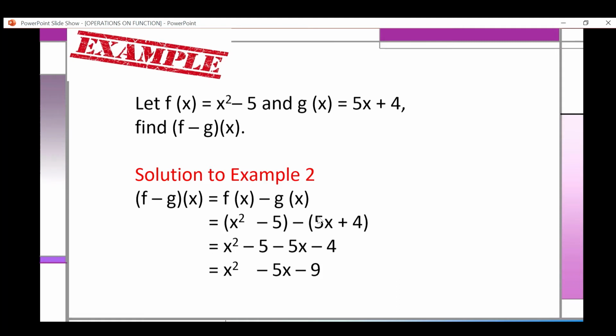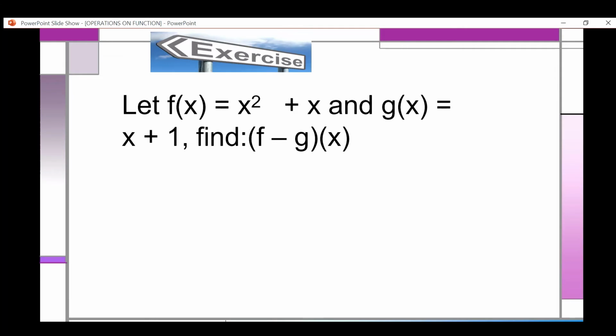So, negative times 5x is negative 5x. Then negative times positive 4 becomes negative 4. Okay? Then, simplifying, x squared, then this is the only one with x, so minus 5x. Then these are the ones we can combine, the constants. So, negative 5 plus negative 4 is equal to negative 9. Okay? Ayan. So, let's try if we got the difference of functions.